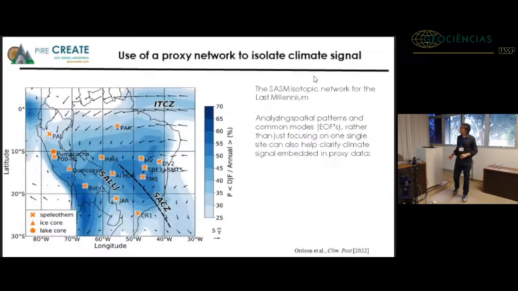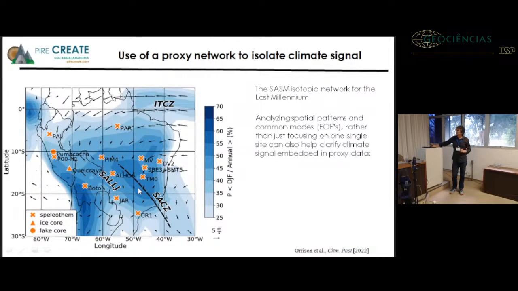Another alternative you have is if you work with one speleothem in a particular location, that's great, do that work, but then take a step back and think about where are there other records, other people who have done the same thing, and maybe I can do some kind of joint network analysis from many different sites. This is an example from South America, again in collaboration with all our colleagues here in Brazil. Rebecca Orison, a PhD student of mine, did this. And you can see everywhere where you have a symbol here in orange, we have a paleoclimate record.